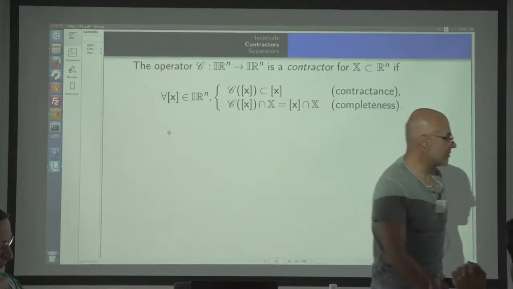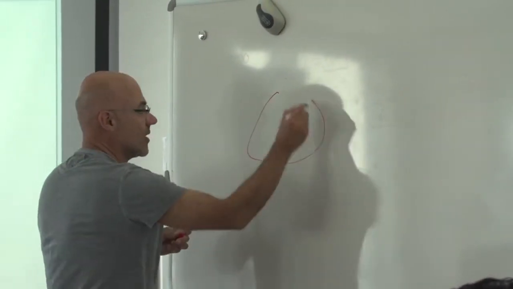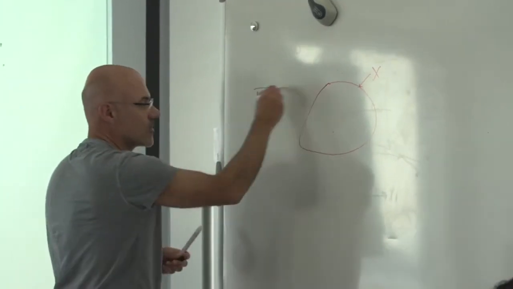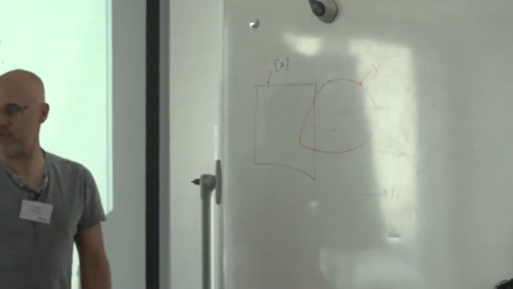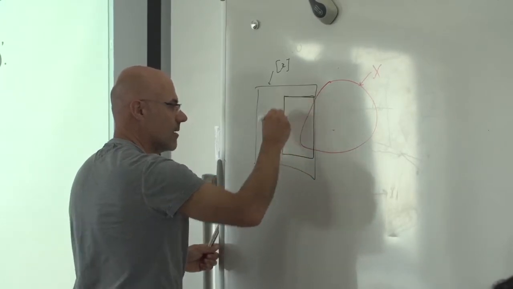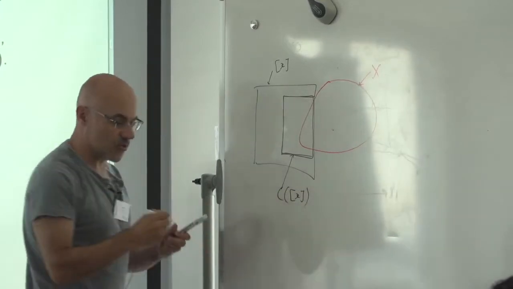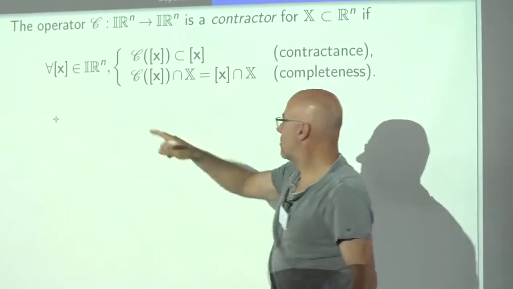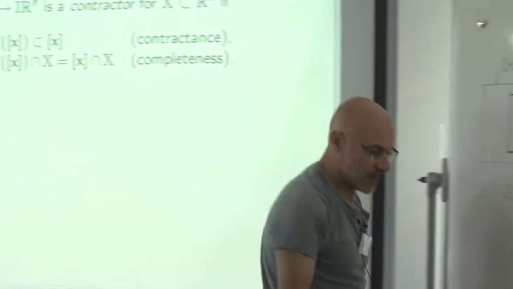So what is a contractor? I have a set like this. It is a solution set, so I represent it quite big, x. What is a contractor? A contractor has an input, a box. Let's say x. And it will contract this box, like this one, into this box. So it is C of x. C is a contractor.